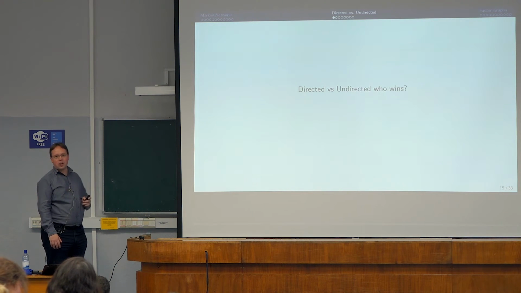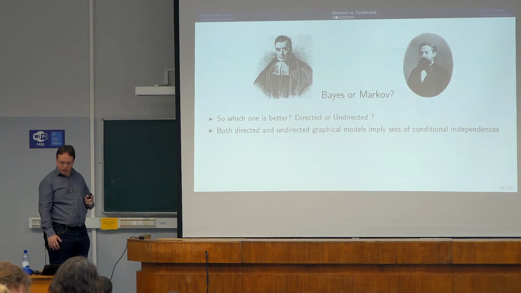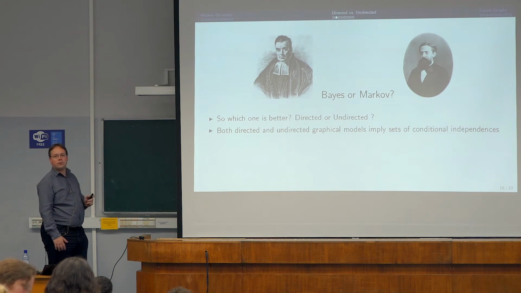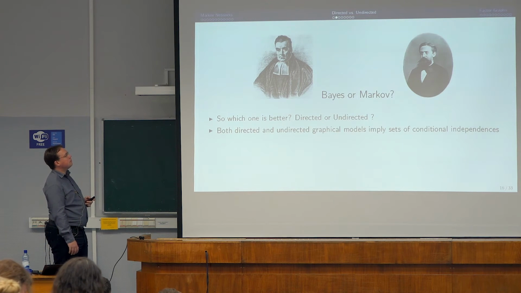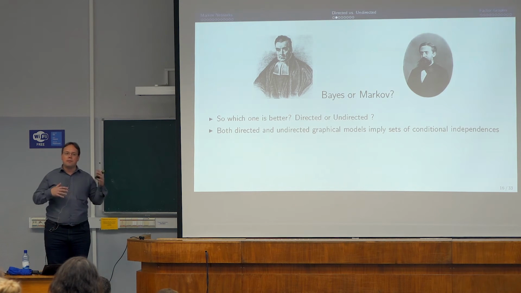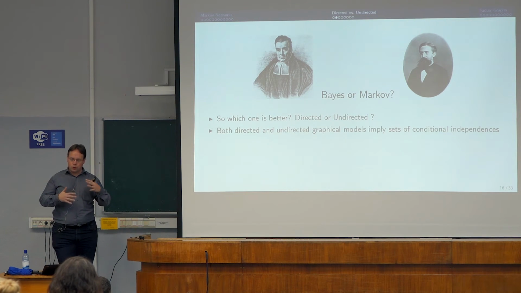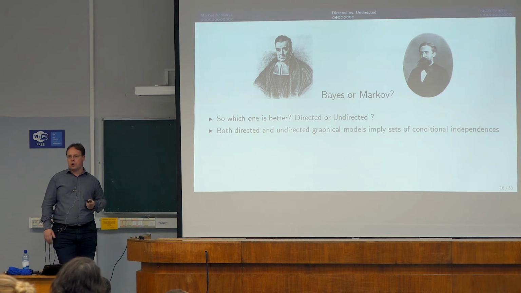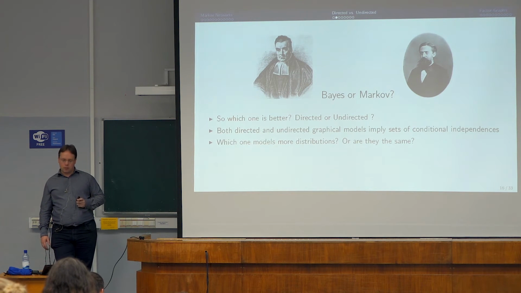Okay, so directed or undirected? Which boils down to the question, do you like Reverend Bayes or do you like, I forgot his first name, Markov? One is English. Okay, both of them mainly talk about how, given a set of variables, you get conditional independence statements between them, and how that helps you in modeling the joint distribution of everything, right? Maybe they model the same distributions exactly? Then they would be equivalent, right? That would be good, because then we don't have to bother.